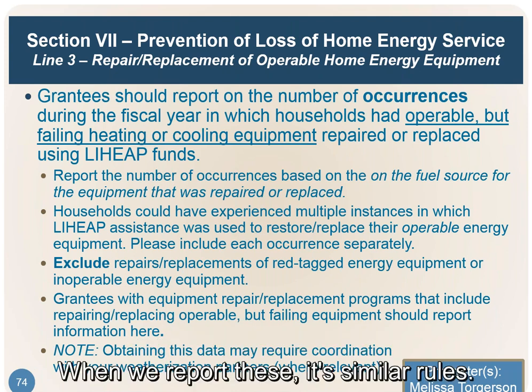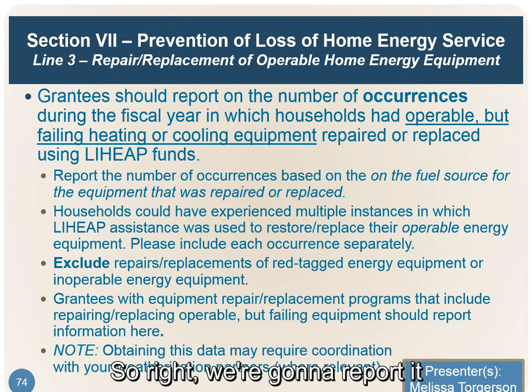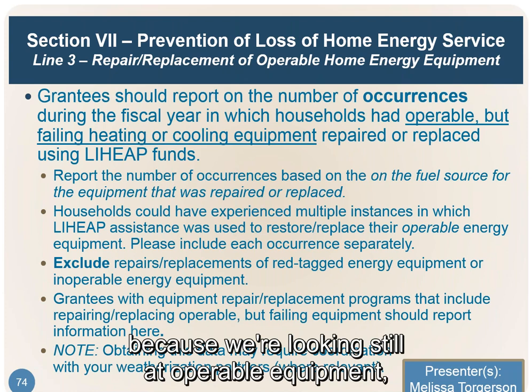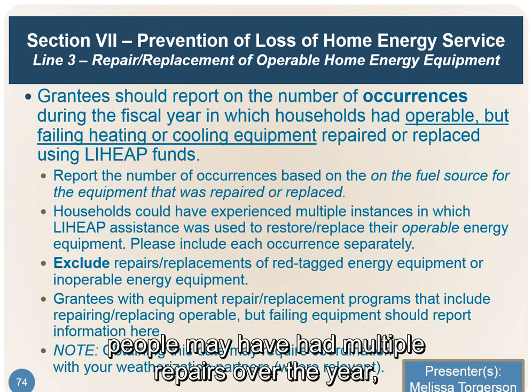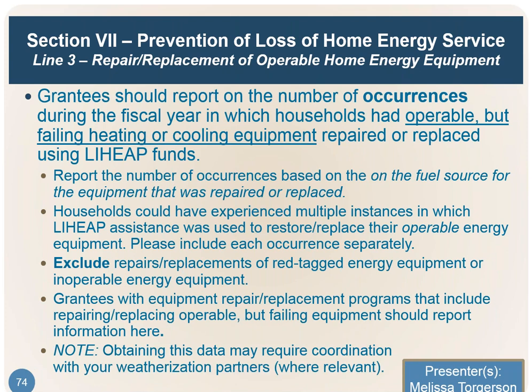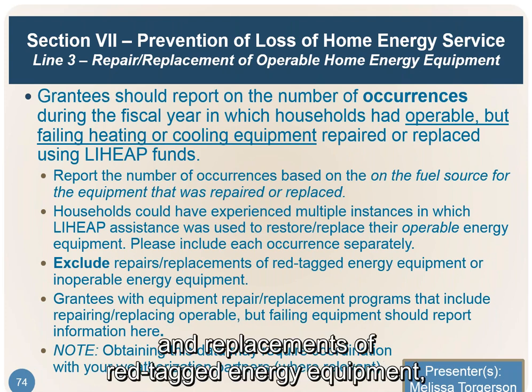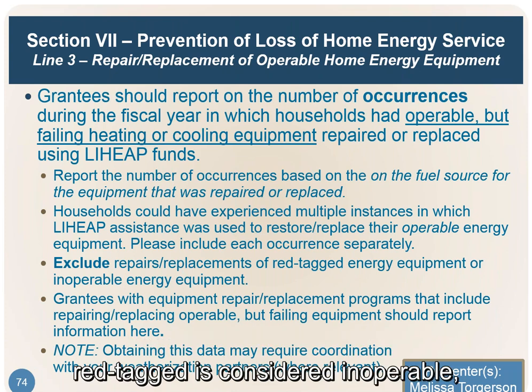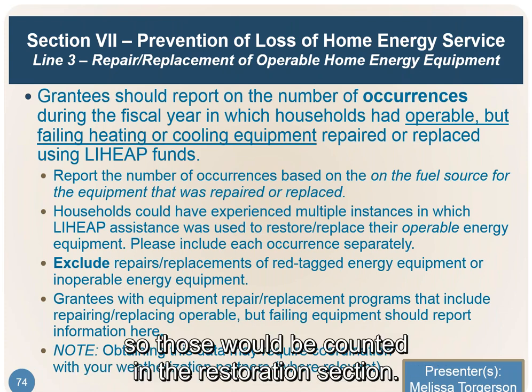When we report these, similar rules, right? We're going to report it based on the fuel source for the equipment that was repaired or replaced. In this case, because we're looking still at operable equipment, people may have had multiple repairs over the year, and you'll want to count each of those. We want to exclude repairs and replacements of red-tagged energy equipment because, as we mentioned in the earlier section, red-tagged is considered inoperable. So those would be counted in the restoration section.